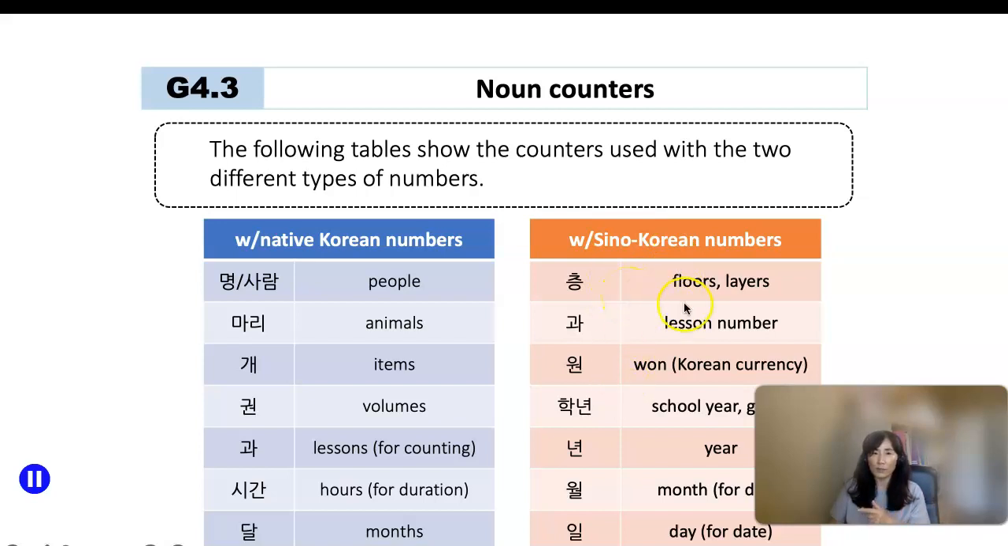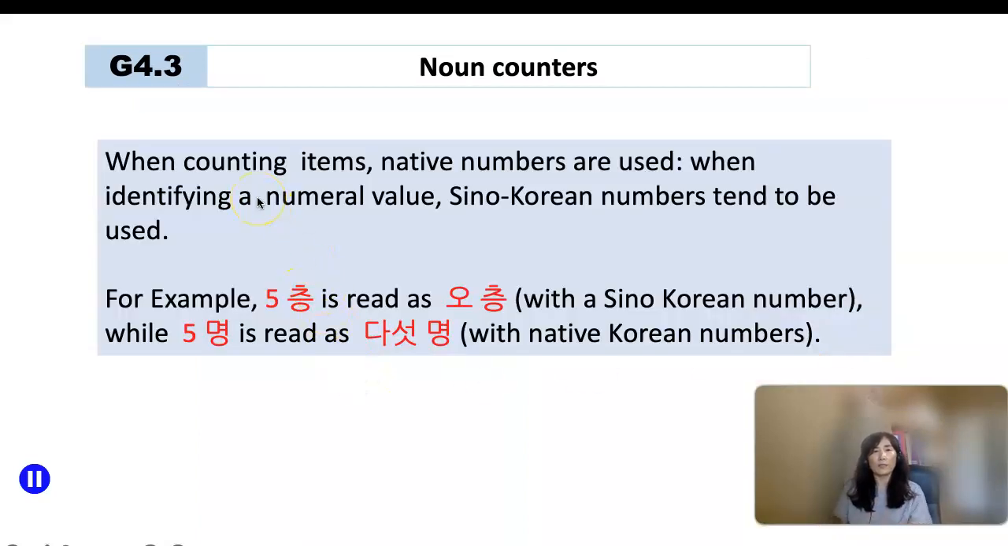Floor, 1층, 2층, 3층, 4층, lesson number, chapter number, 1, 2, 3, 4, 5, 6, 과. This is 과, meaning lesson. Korean currency, all kinds of currency, whether it's a dollar or Korean currency, use the Sino-Korean numbers. School year, we learned 1학년, 2학년, 3학년, 4학년, Sino-Korean numbers. Year, month, all of them take Sino-Korean numbers.